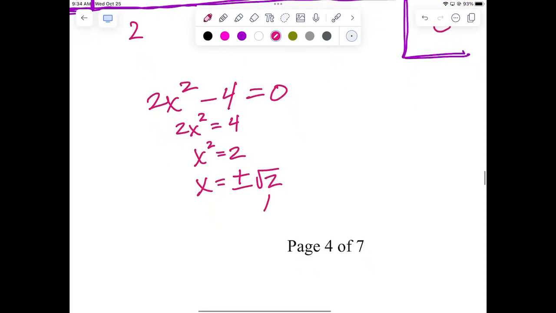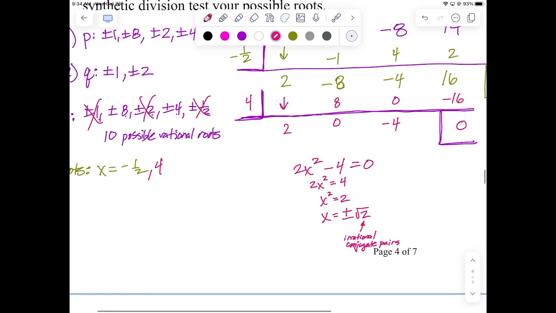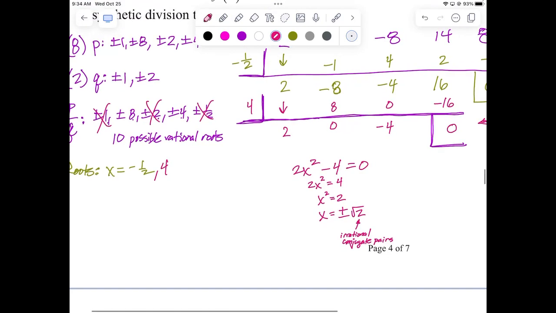Oh my goodness. These are called irrational conjugate pairs. It's 0 plus the square root of 2 and 0 minus the square root of 2. So if I did want to try out the remaining 8 and negative 8, would they have worked? No, because the last two roots here were not rational.